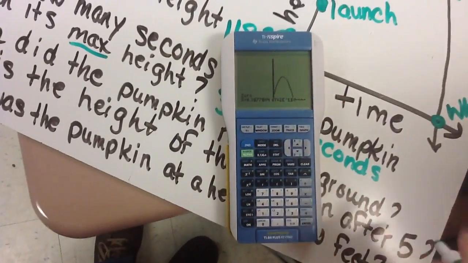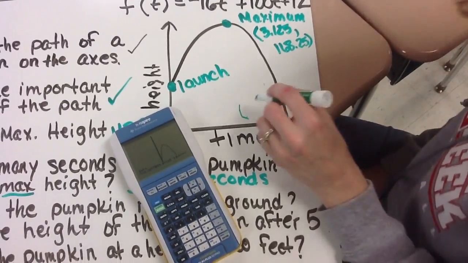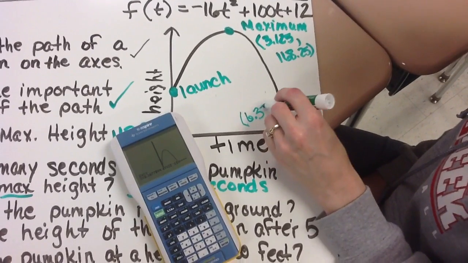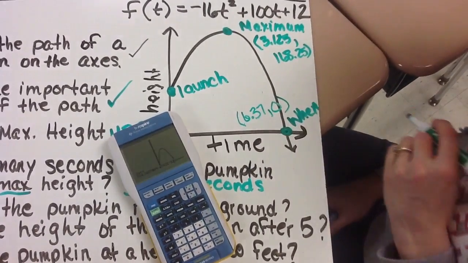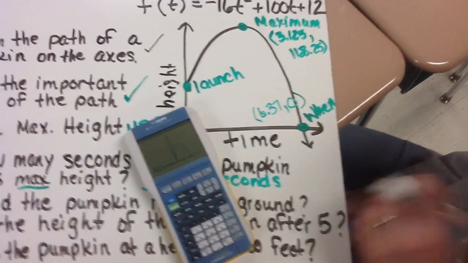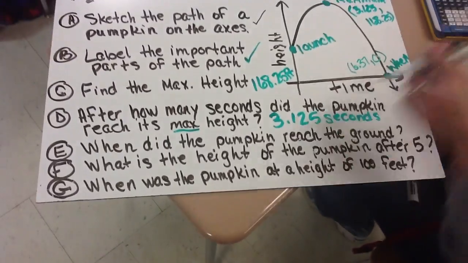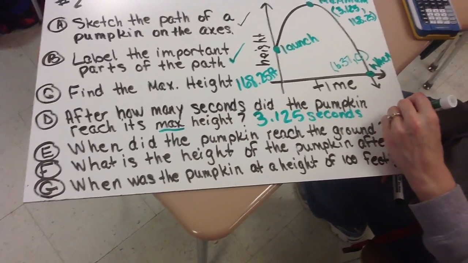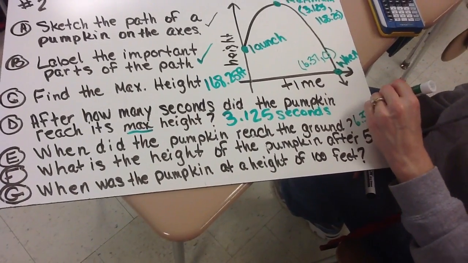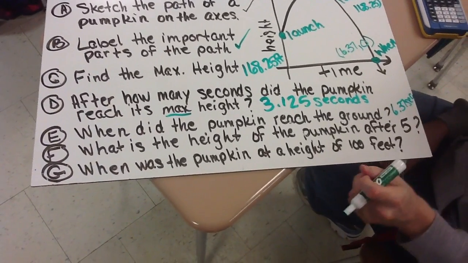That's 0. So I can say that my when will be, we'll round it, 6.37 seconds at a time of 0, or at a height of 0. So again, when did the pumpkin reach the ground? 6.37 seconds. Running out of room here.